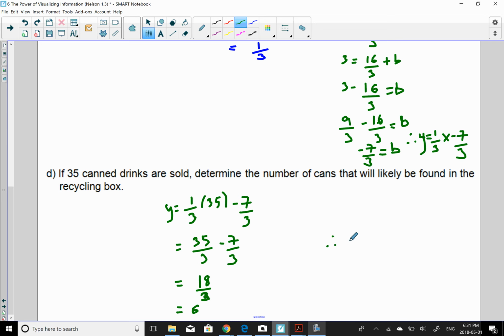So therefore, it is estimated. So answers might differ because you're using basically a median line that's used to help make predictions. So it's estimated that 6 cans would be recycled.